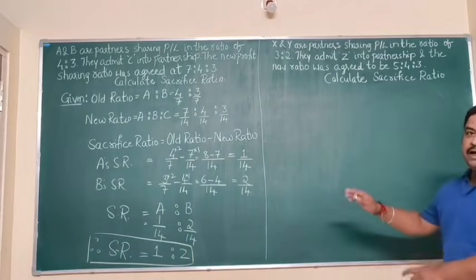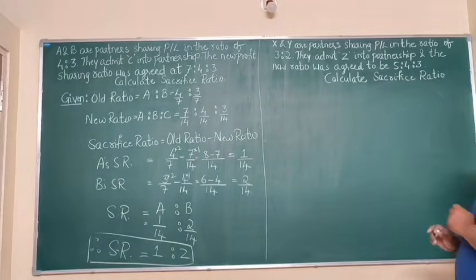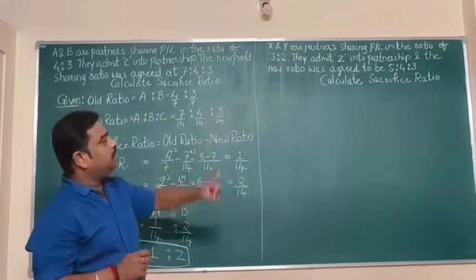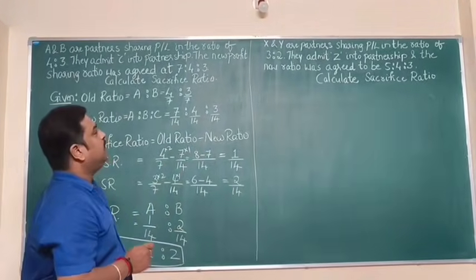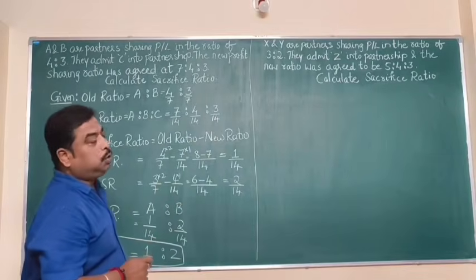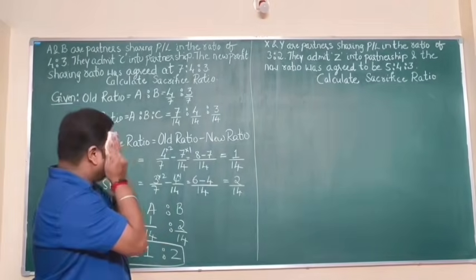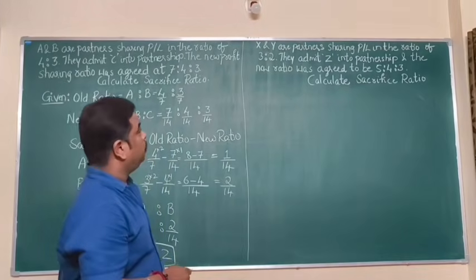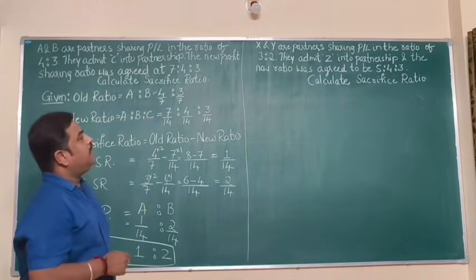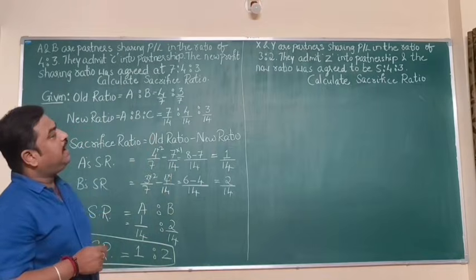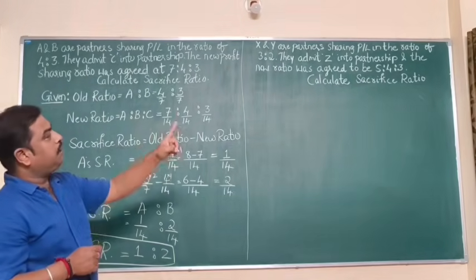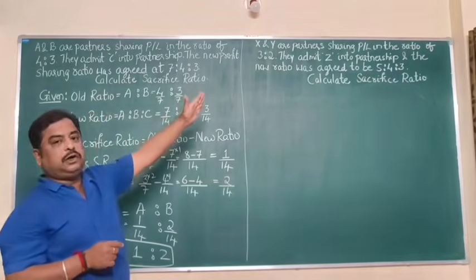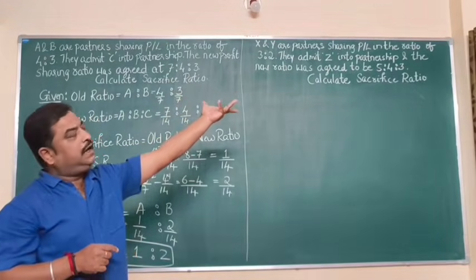Let us move on to the second problem now. X and Y are partners sharing profits and losses in the ratio of 3 is to 2. So who are the old partners here? X and Y, and their share is 3 is to 2. They admit Z into partnership and the new ratio was agreed at 5 is to 4 is to 3. Don't you think it is similar to the previous problem? What is given to us? The old ratio as well as the new ratio.